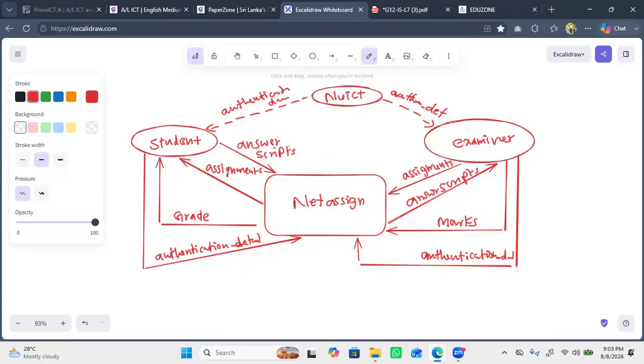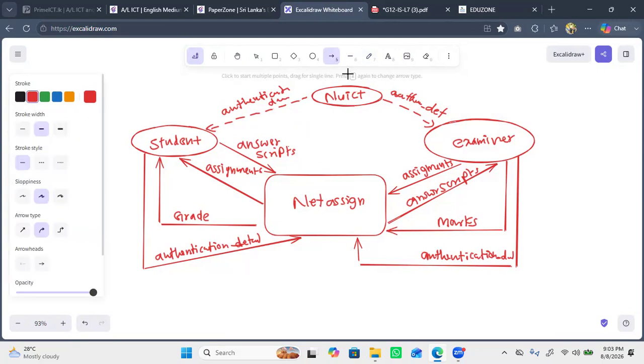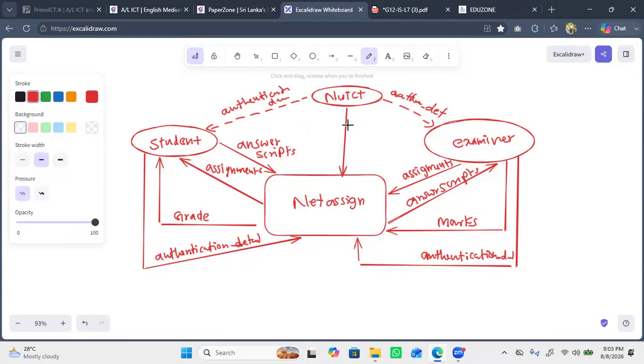For that, how did the NUICT get that? It didn't come from God, no? In Net Assign, those authentication details were entered by whom? By the NUICT, that means the admin. So you can write the authentication details as an assumption. If you didn't write this, you lose 1 mark, right? If not, still 14 marks are there. 14 means 7 in the 2016 paper.